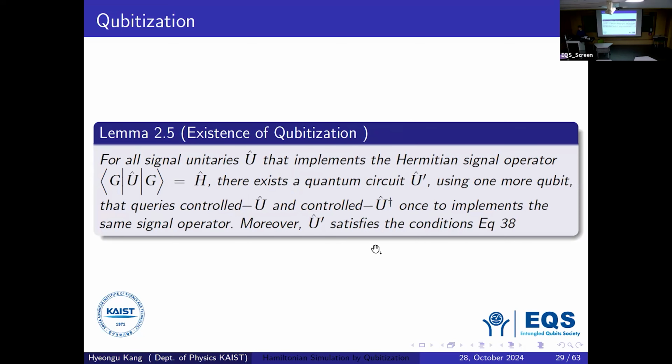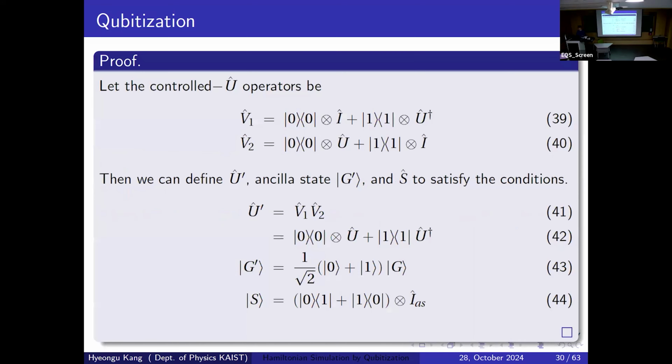And now we talk about the existence of the qubitization. For all the signal unitaries that implement the Hamiltonian signal operator, there exists some quantum circuit U prime using at most one more qubit that controls this. The controlled U hat and U hat dagger implement the same signal operator. We show this by direct construction.